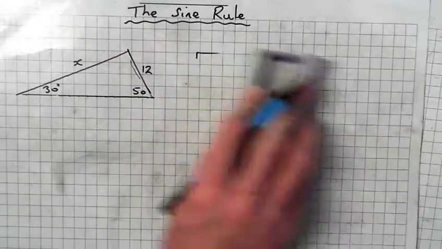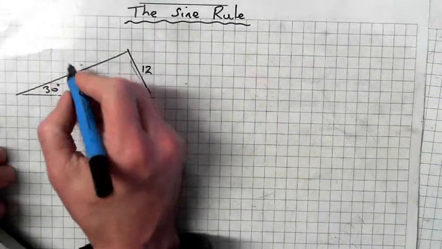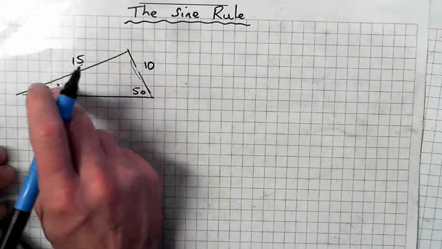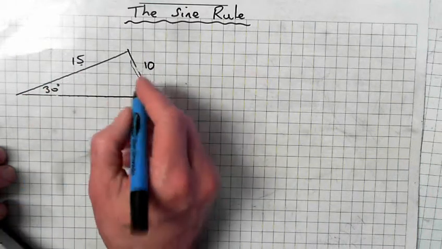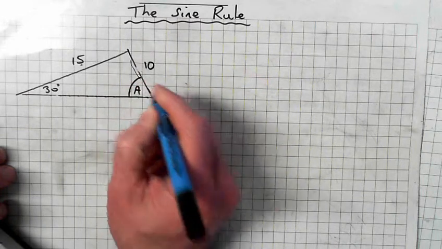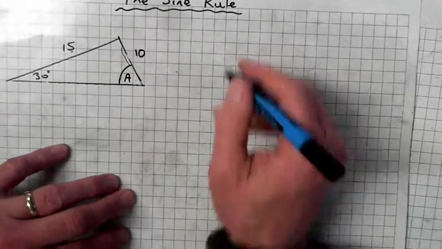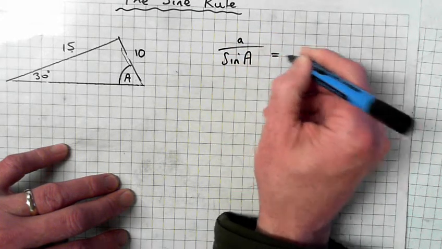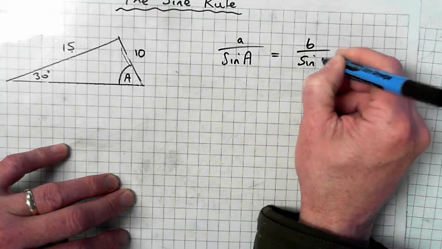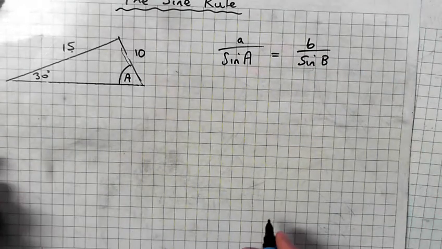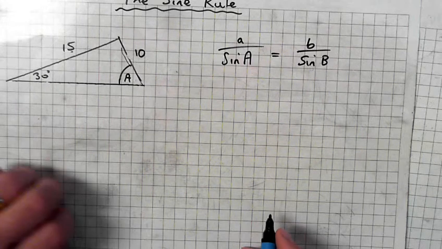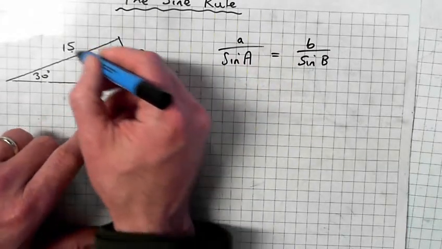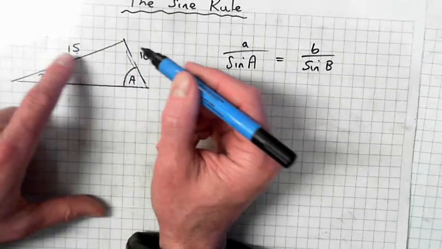Okay, so what would happen if you were given that this side was 15 and this side was 10, and that angle was 30. Find the angle A. How do you find the angle? Same formula: a over sine A is equal to b over sine B. Just fill in the formula exactly the same way. We're looking for the angle this time, so we'll look at the first pairing. We'll pair these two together, the angle and the opposite side.